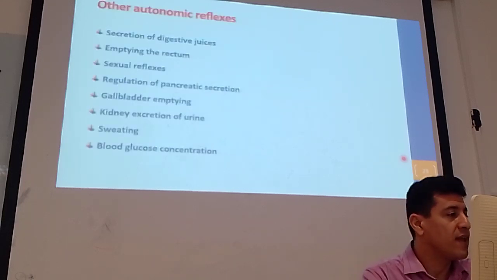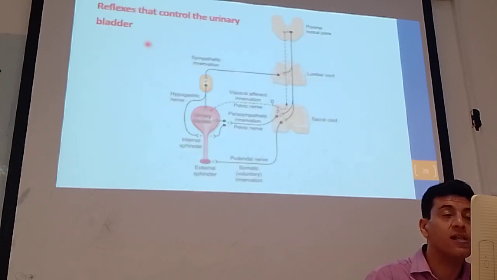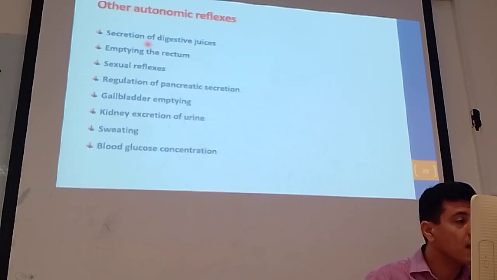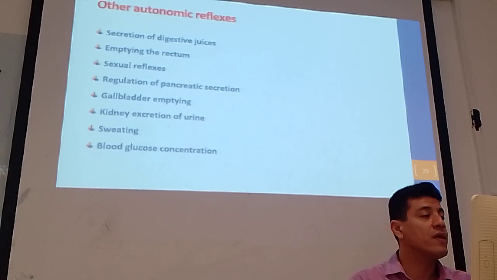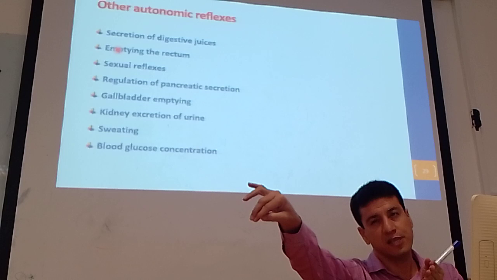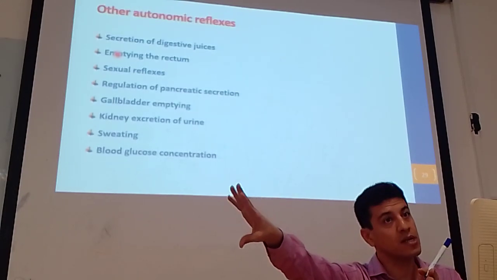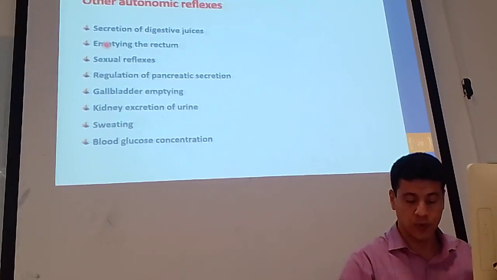Okay, other autonomic reflexes, you can see only the names. Secretion of digestive juice, emptying the rectum, which is similar to this. Okay? And sexual reflexes, regulation of the pancreatic secretion, bladder emptying, kidney excretion of urine, sweating, and blood glucose influence. So these are other autonomic reflexes. There should be sensory information to the sympathetic and parasympathetic center. Then there should be motor signals back to the internal organs.